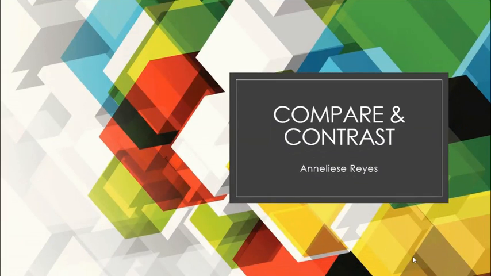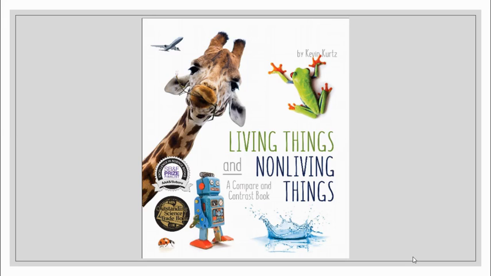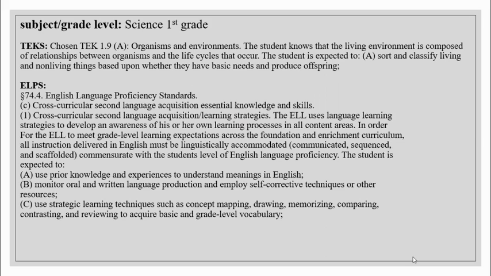Today we'll be covering compare and contrast. Let's begin. The mentor text trade book that we are using is called Living Things and Non-Living Things, a compare and contrast book by Kevin Kurtz. The subject is science. The grade level is first grade. The TEK that I have chosen is 1.9, organisms and environments.